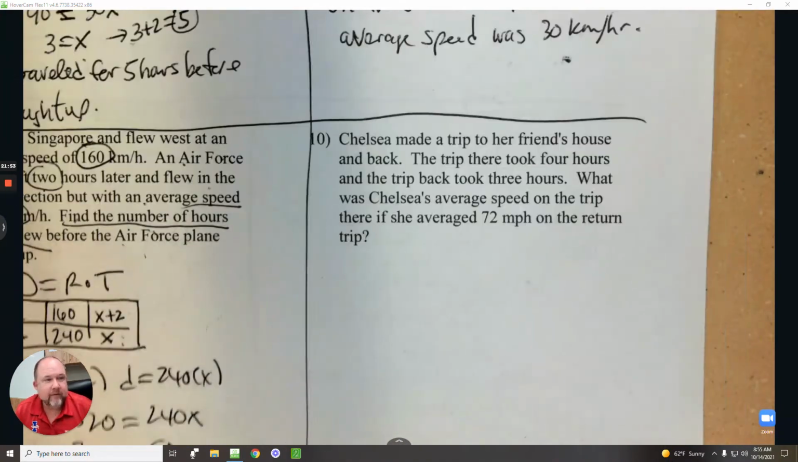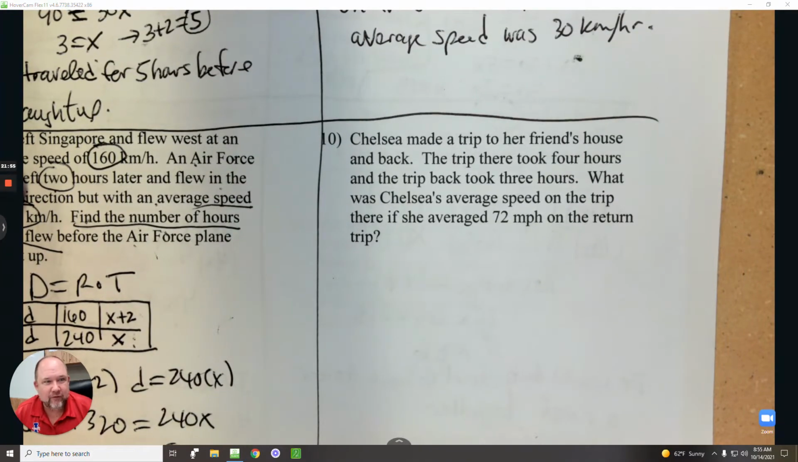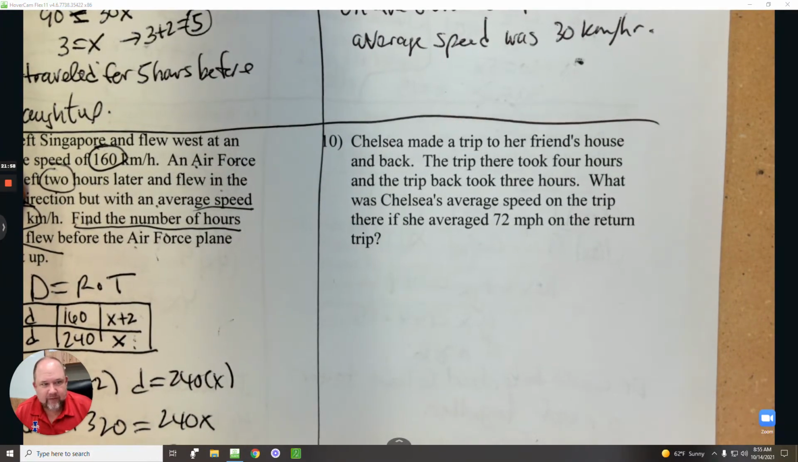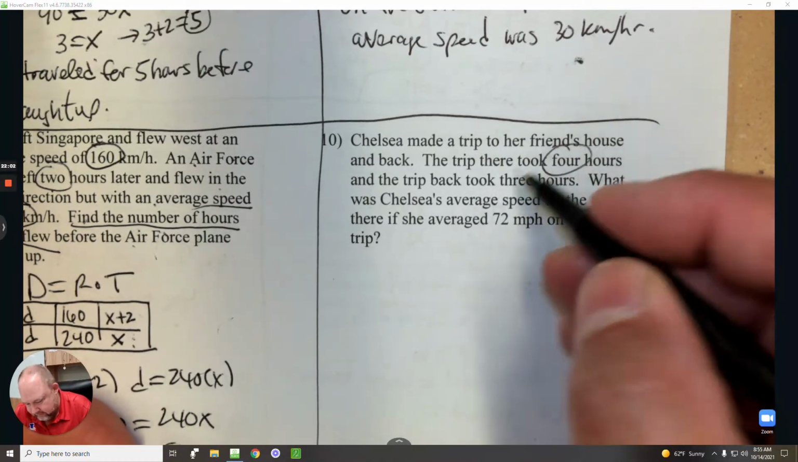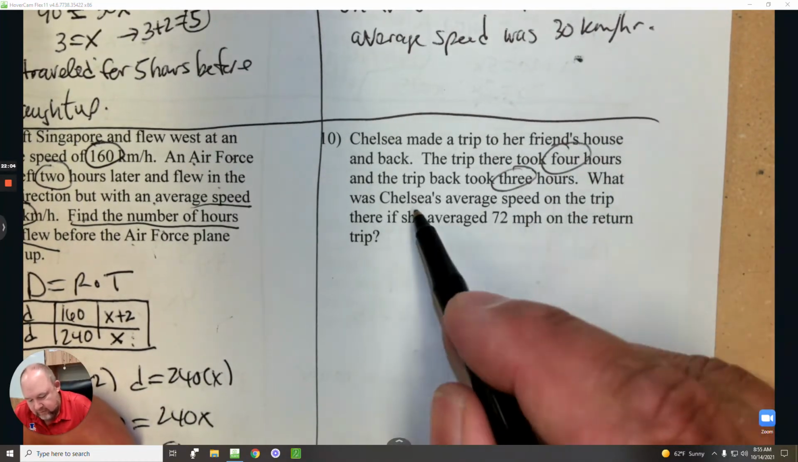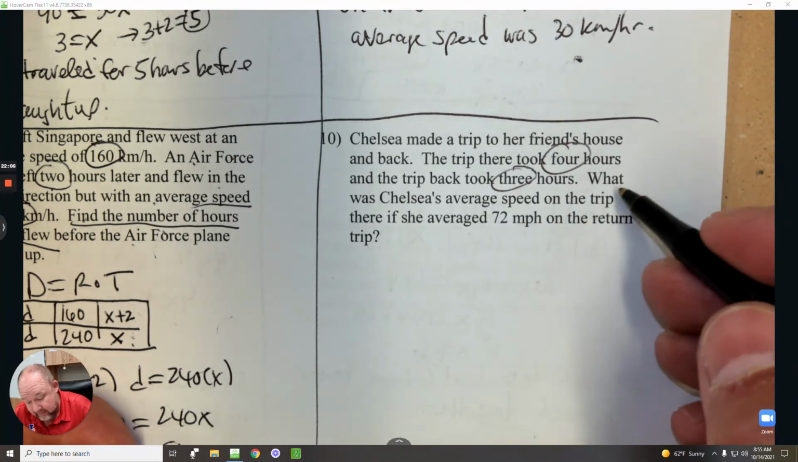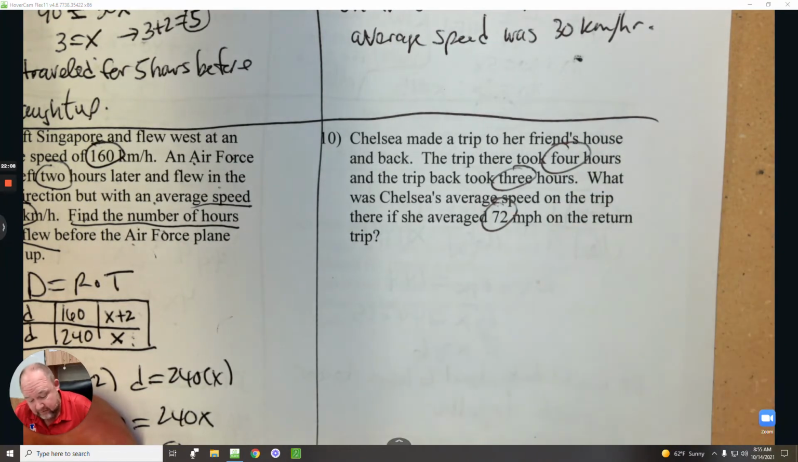Number 10. Chelsea made a trip to her friend's house and back. The trip there took 4 hours and the trip back took 3 hours. Let's circle the information. What was Chelsea's average speed on the trip there if she averaged 72 miles per hour on the return trip?